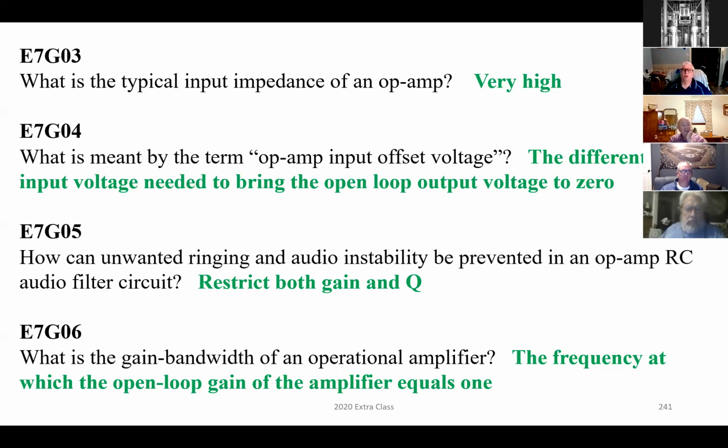Okay, how can unwanted ringing and audio instability be prevented in an op-amp RC audio filter circuit? Restrict both gain and Q. Okay, what is the gain bandwidth of an operational amplifier? The frequency at which the open loop gain of the amplifier equals 1.